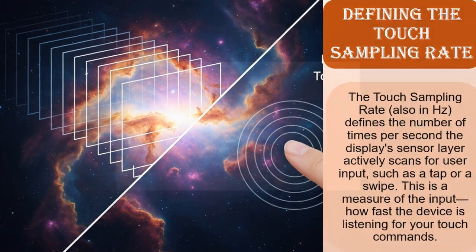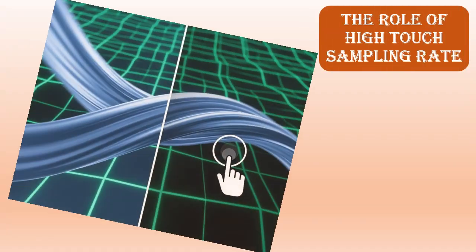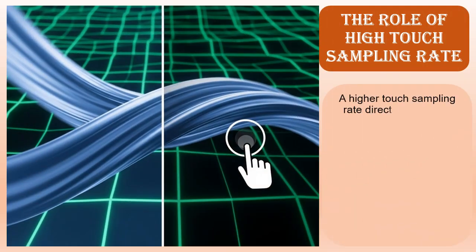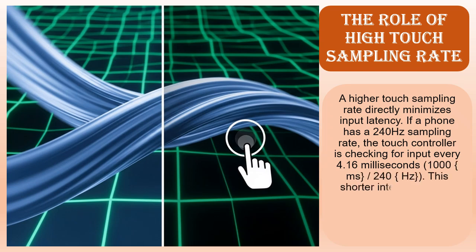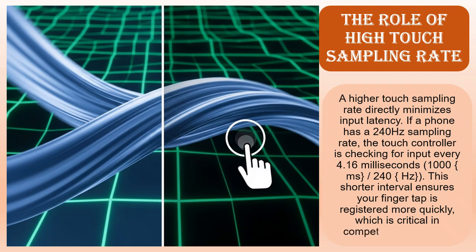The role of high touch sampling rate. A higher touch sampling rate directly minimizes input latency. If a phone has a 240 Hz sampling rate, the touch controller is checking for input every 4.16 milliseconds: 1000 ms divided by 240 Hz. This shorter interval ensures your finger tap is registered more quickly, which is critical in competitive scenarios.